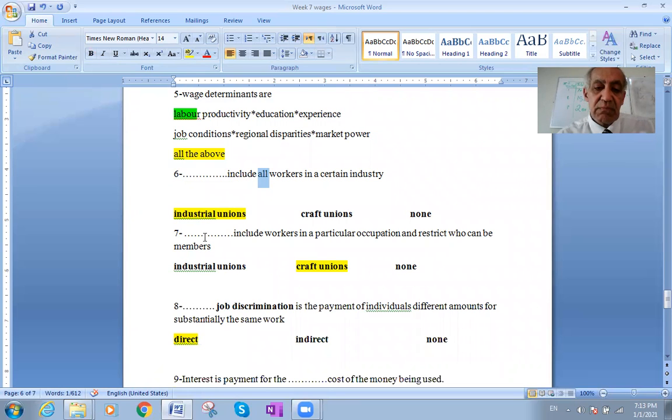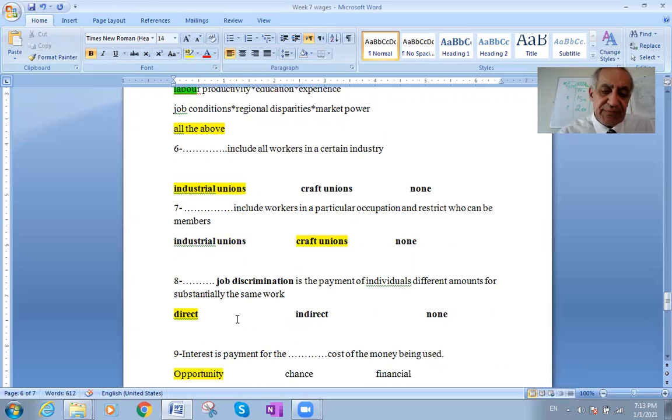Seven, these include workers in a particular occupation and restrict. Okay, this is the craft union, because the craft is for particular people. Craft union is for people who work in similar jobs, and entry to this kind of union is restricted because it's a closed group, not all the people like the industrial, only some of them. So we call it craft union.